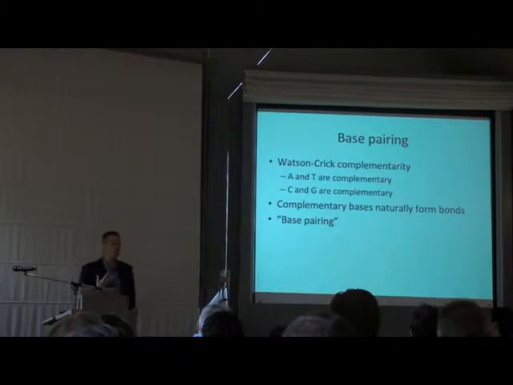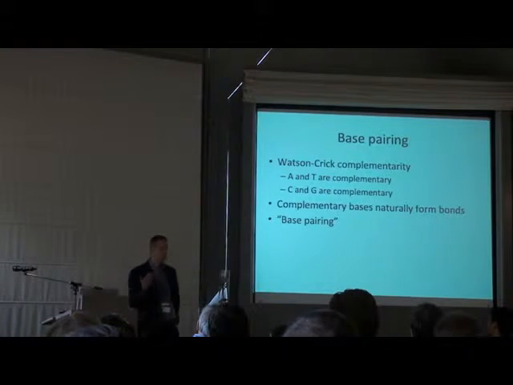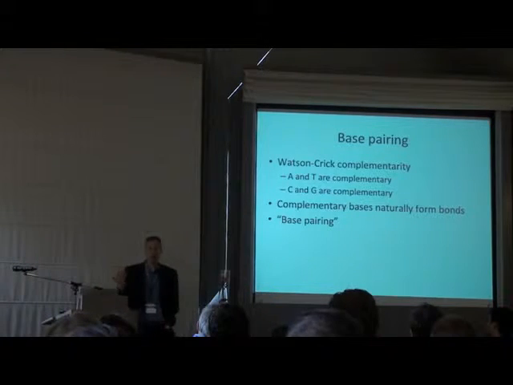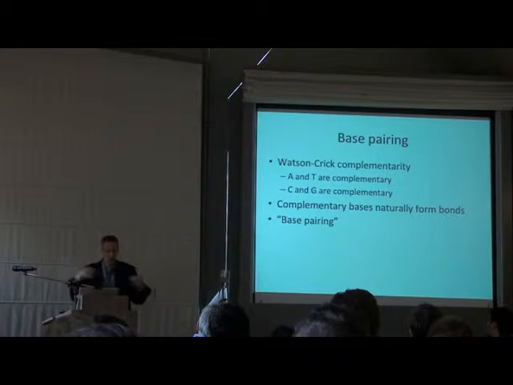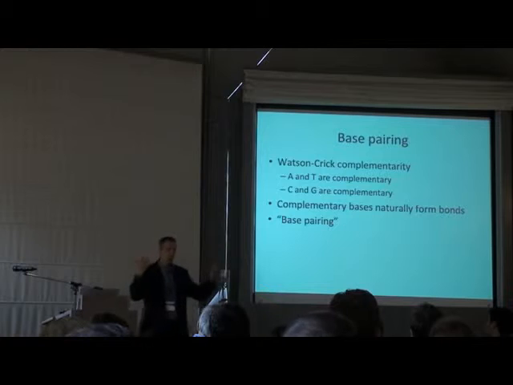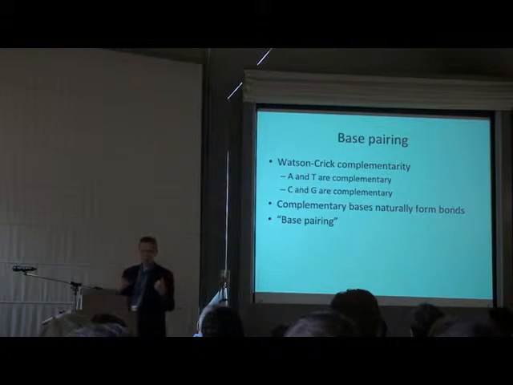Because these 4 types of nucleotides that I introduced, A, C, T, and G, have a very natural complementarity relation. Namely, A and T are complementary, and C and G are complementary. And when complementary bases are close together, they will naturally form a bond. This is called base pairing.